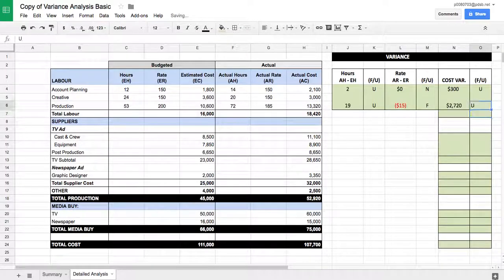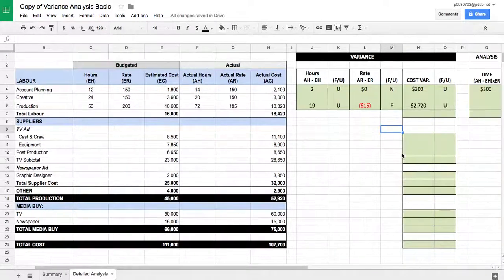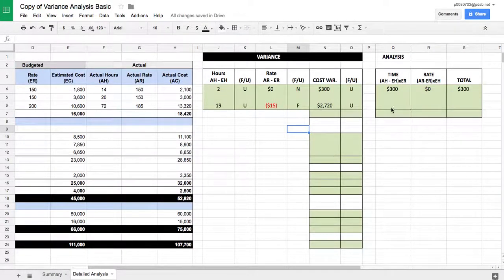Now the question is, why? And I want to be specific. So we can just look at our formula and say our actual hours minus our estimated hours, which we've already done over here, which is 19, multiply it by our estimated rate, which is $200. So if everything else stayed the same and our rate was $200, we would have gone over budget by $3,800.